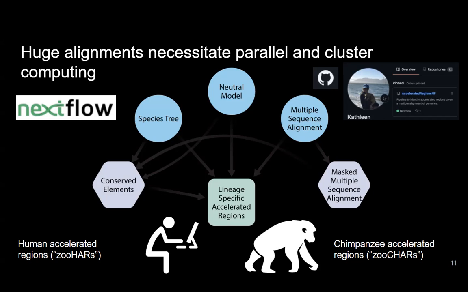And so using this, we start off by identifying, we use a species tree, a neutral model, and a multiple sequence alignment. With those, we identify things that are conserved in all species besides humans. And then you can look within those elements to see which are accelerated in the lineage of interest. So in this case, we looked at humans and chimps, so identifying HARs and CHARs. But you can use this pipeline for any species of interest. So if you want to take a look at my GitHub, you can apply this to your favorite species.